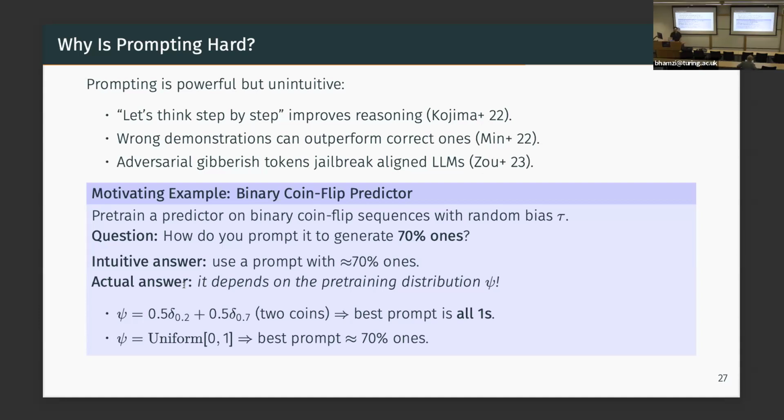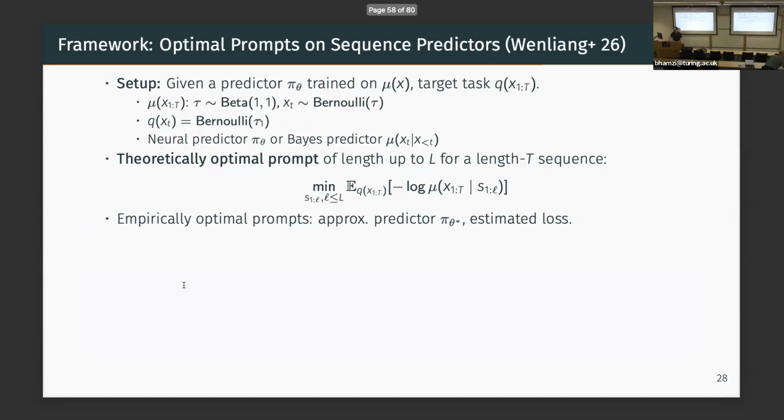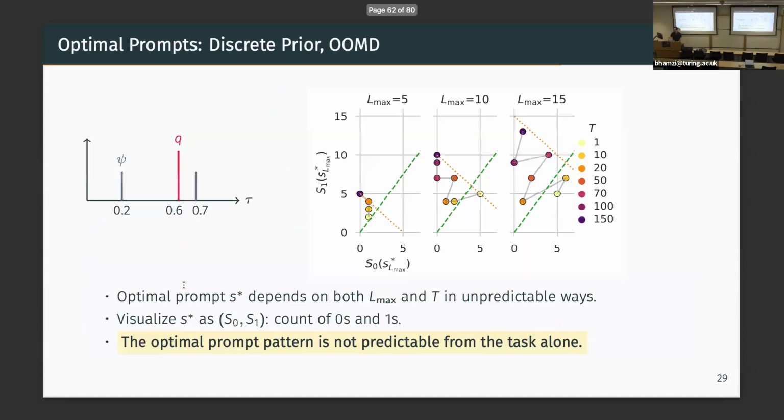This is the simplest case we can show, so I'm going to jump a few steps. But what if the task is 0.6, between 0.2 and 0.7? In this case, we can show that the best prompt, visualized on a 2D plane in terms of counts of zeros and ones, doesn't have a very intuitive pattern. So if your task is outside your pre-training support, you're going to get even weirder prompts.